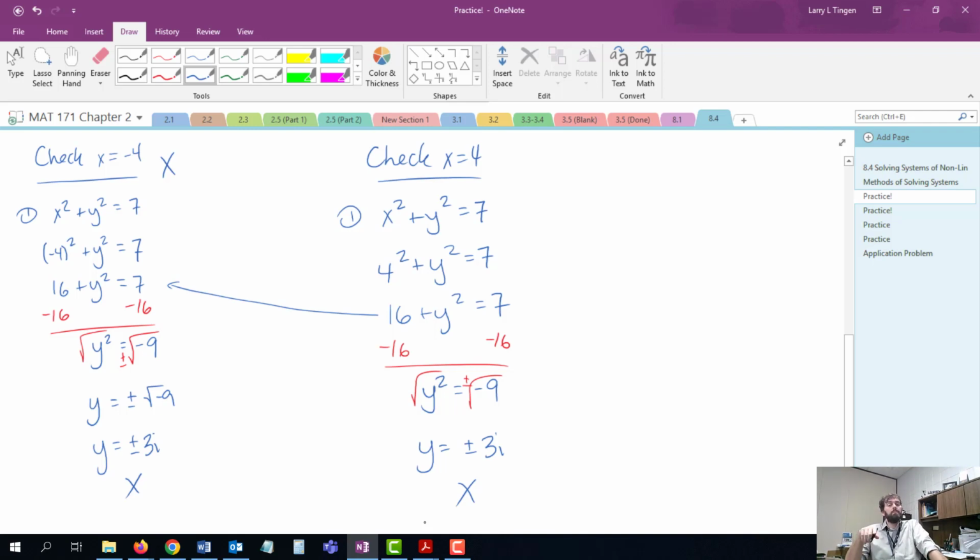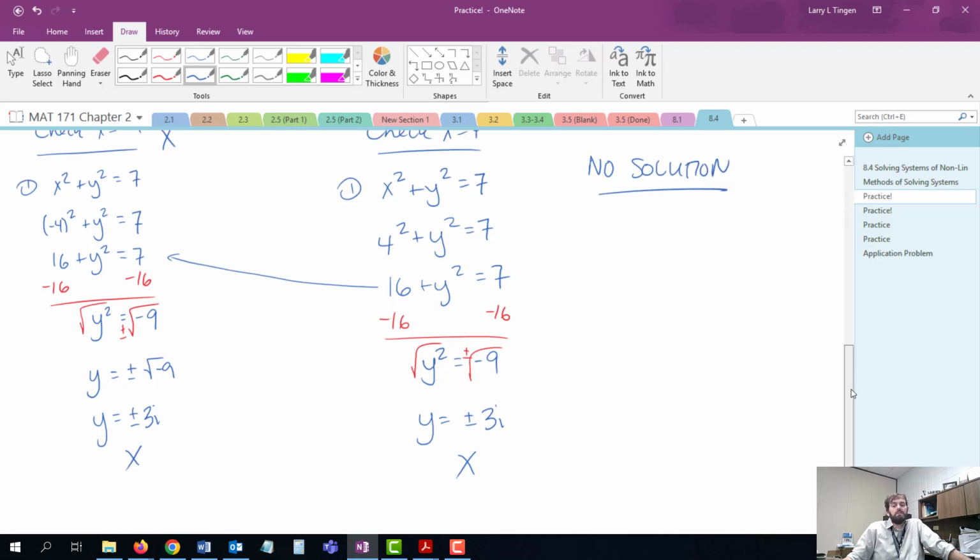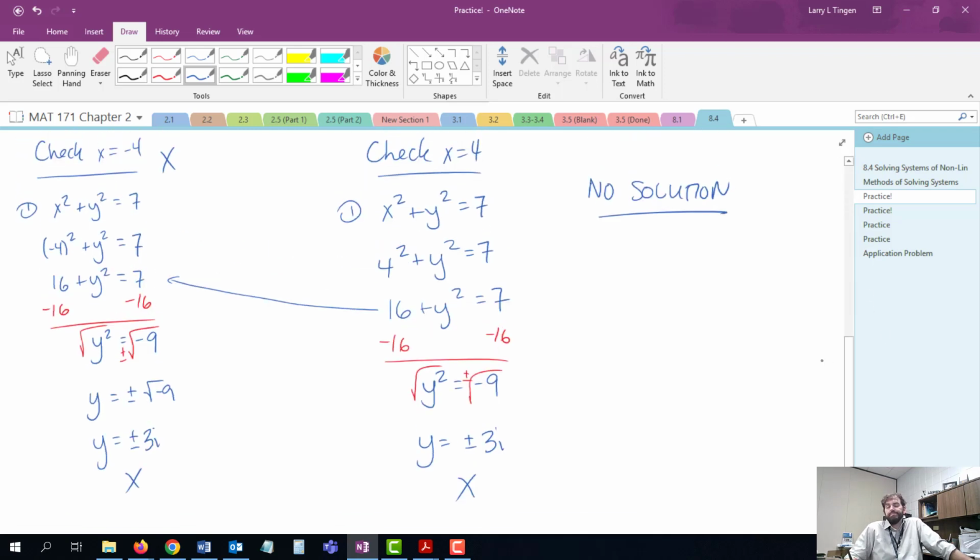So, I found two values of x that worked. Then I plugged them into one of the equations. Both of them led me to complex solutions. So that means this system has no solution. All right.